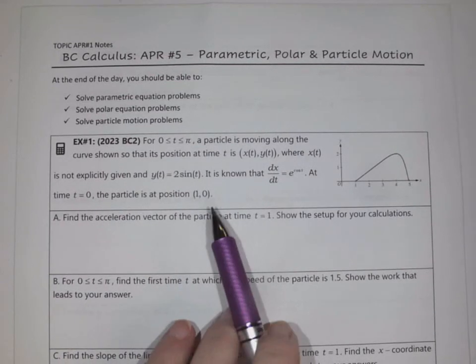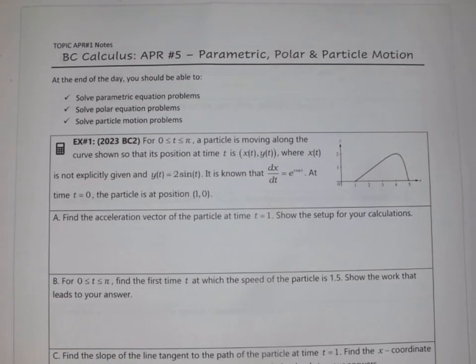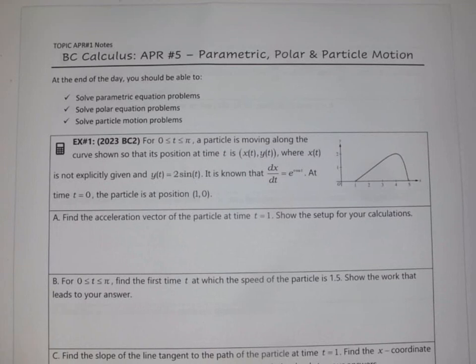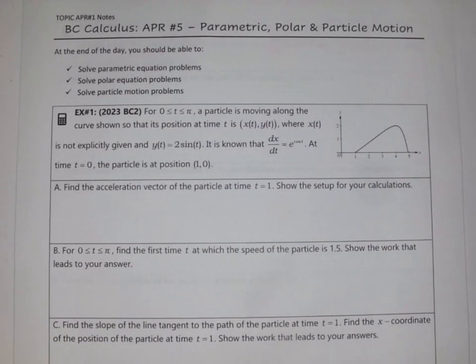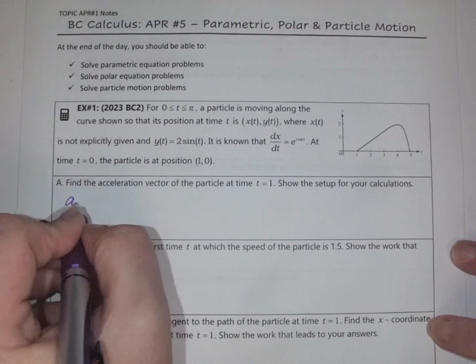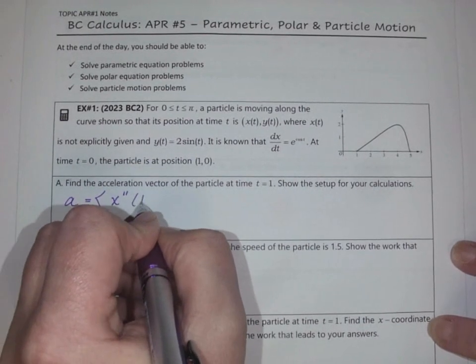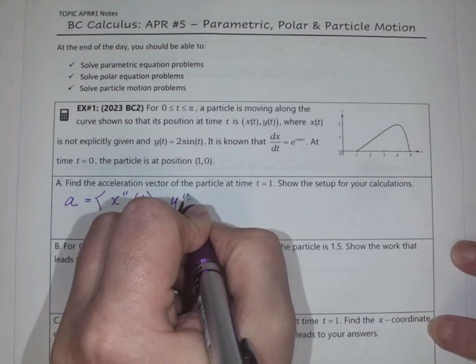So it says for 0 to pi, a particle is moving along the curve shown so that its position at any time t is x of t, y of t, where x of t is not explicitly given and y of t is equal to 2 sine t. It is known that dx dt is equal to e to the cosine t. At time t equals 0, the particle is at position 1, 0. So the first thing it wants us to find is the acceleration vector of the particle at time t equals 1. Well, remember the acceleration vector is going to be x double prime of t and then y double prime of t.